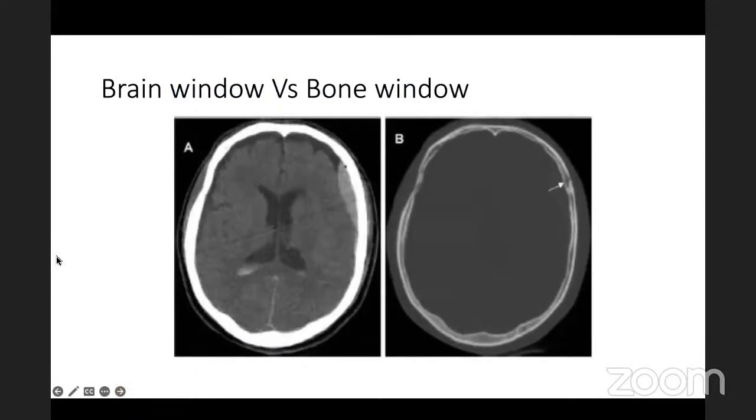Before going into the actual conditions, you should know what a brain window and a bone window look like. In the left side of the panel, you can see there is a hemorrhage here, which you will be able to read as an extradural hemorrhage. I'll tell you how to read it a little later. You can see that inside the ventricles also there is blood. Whatever is white is blood, and this is the skull, which is white again, very chalky white.